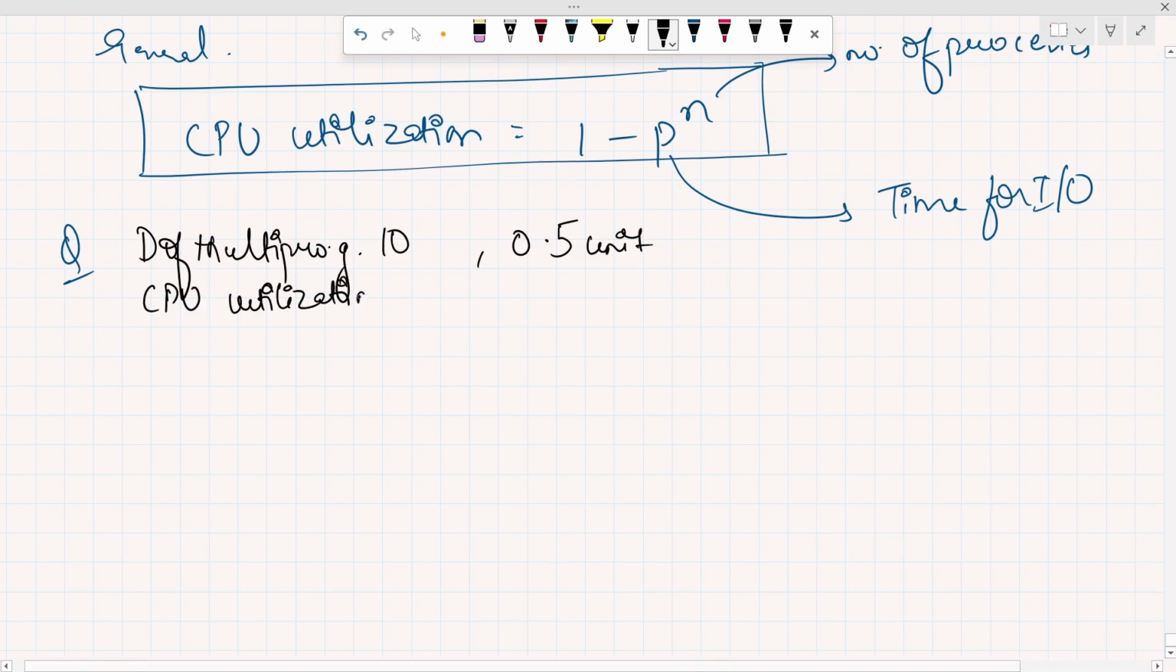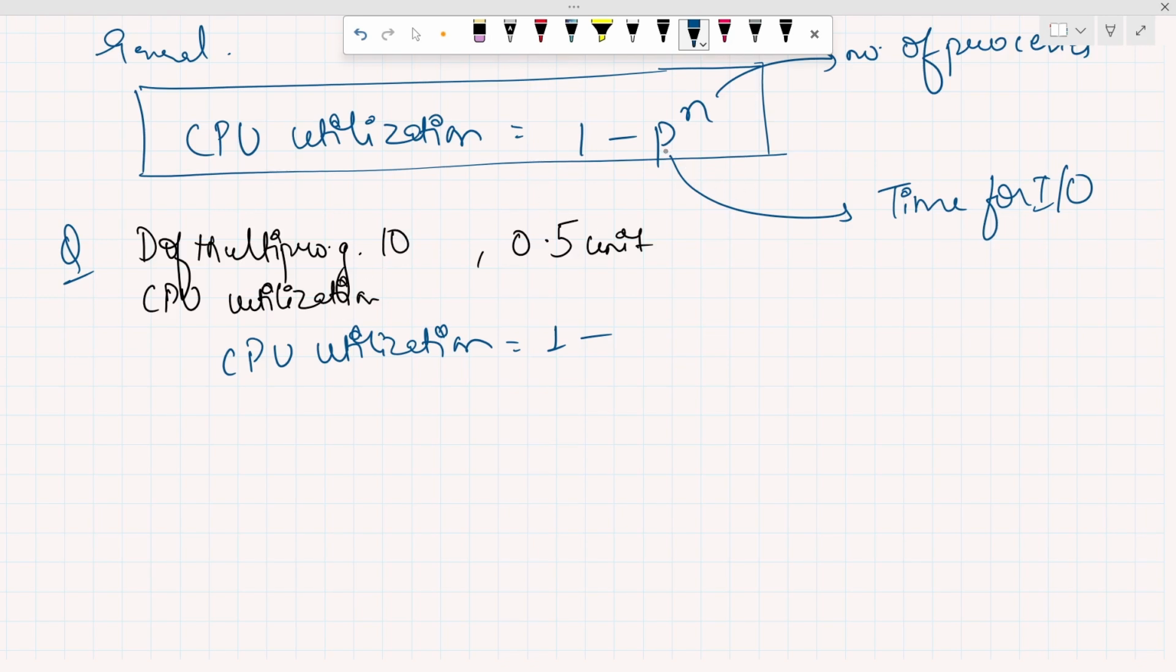It is very easy to solve this question. A computer system has 10 processes, and the maximum IO wait that the system can tolerate is 0.5. So what is the CPU utilization? You need to apply the formula 1 minus p to the power n. The degree of multi-programming means the number of processes, which is 10. If you put 10 as p, then you are solving in a wrong way.